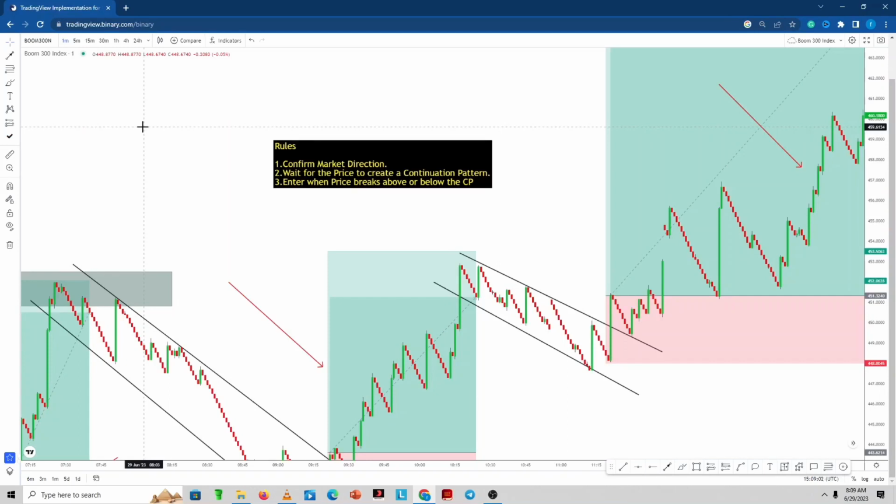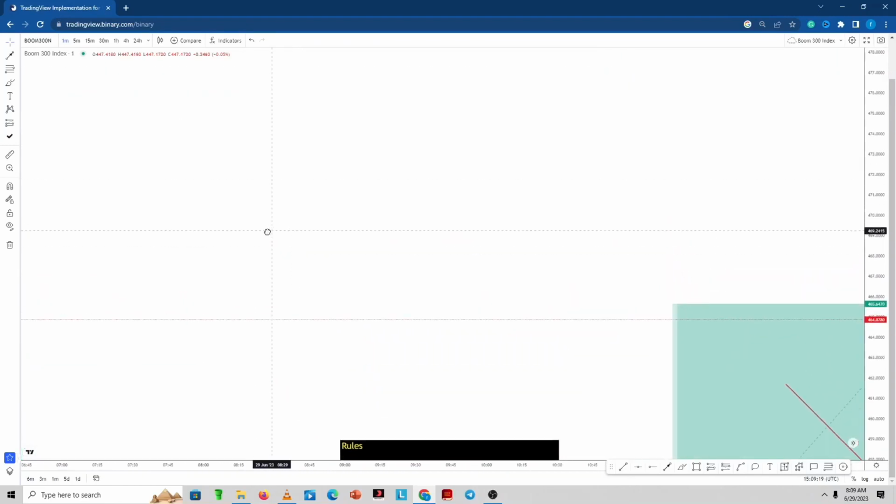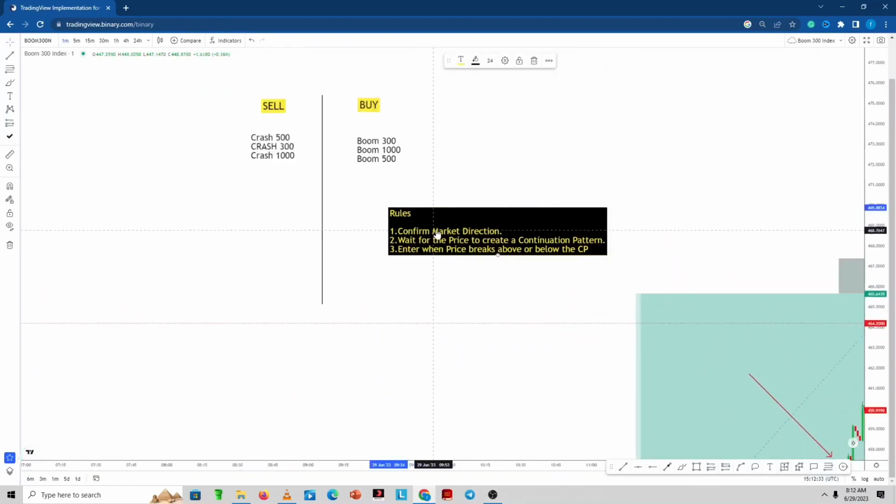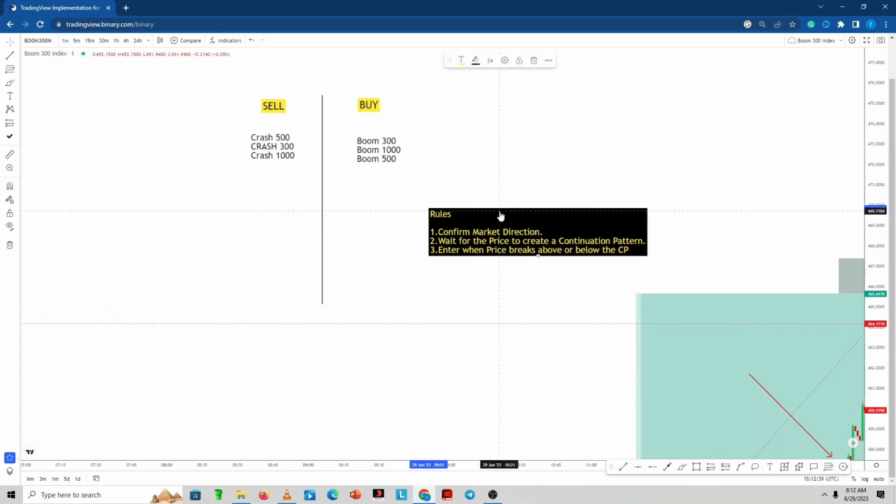Rule number 1, you have to confirm the market direction. What do I mean by confirming the market direction? Let me just do this illustration. I think it's very, very important. Our first rule is that we have to confirm the market direction. What are we confirming here? We are confirming in these assets, are these assets moving according to the direction that we have to sell? This is what we are just looking for, guys.